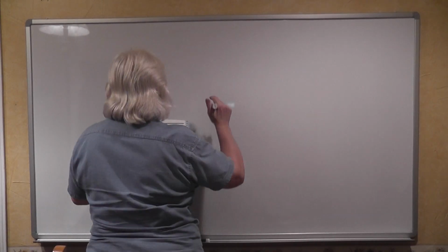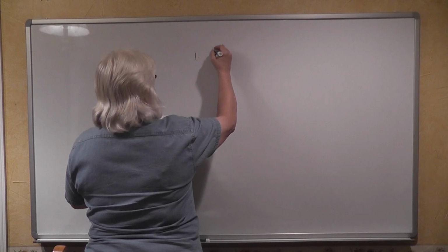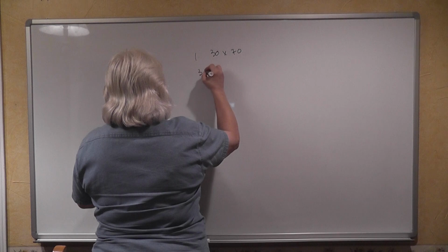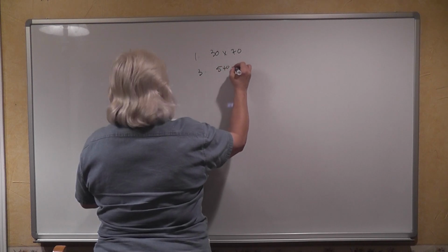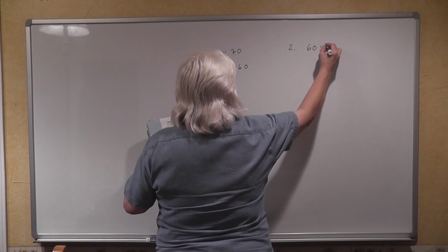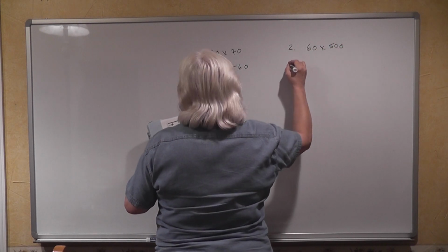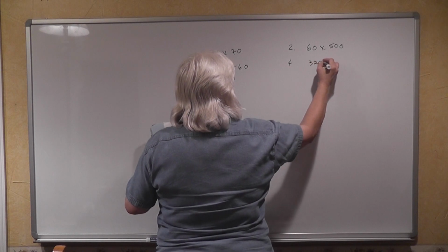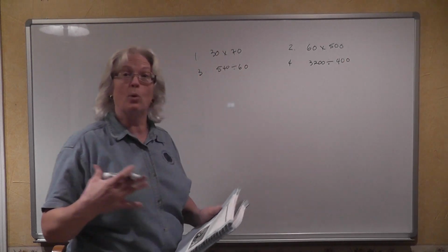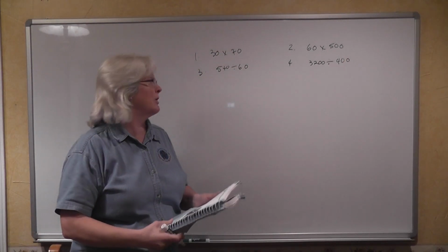What I'd like to do now is look at our skill check. We have a skill check again in this section. The first 4 problems say, compute the products and quotients mentally. 30 times 70. 540 divided by 60. Then we have 60 times 500. And we have 3,200 divided by 400. And they want you to just totally work them in your head.